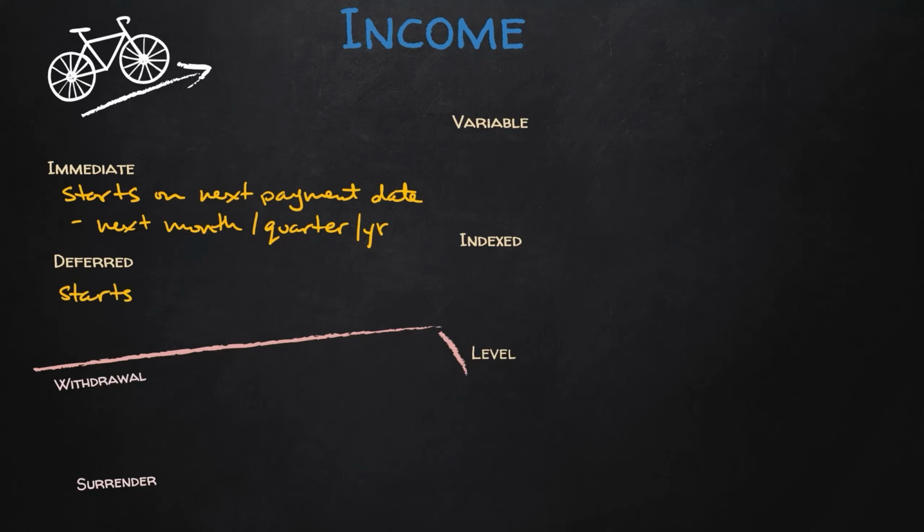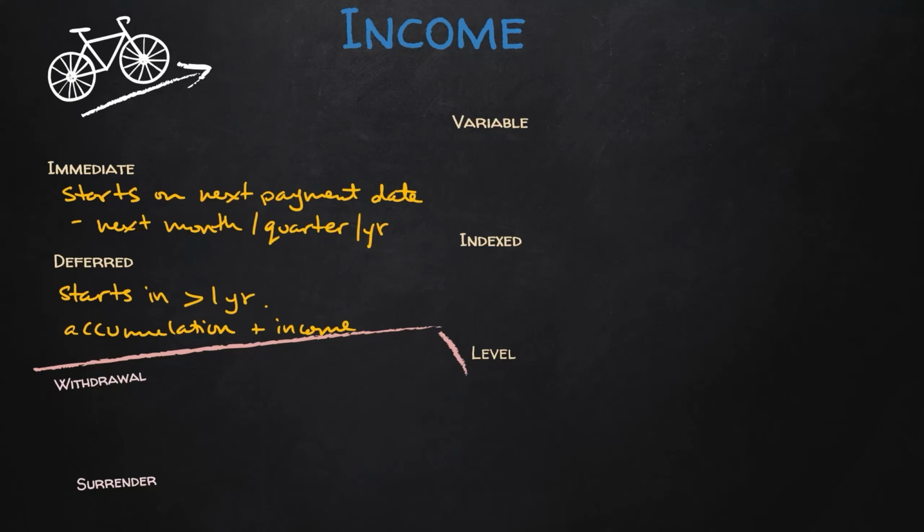So if you set up your payments to be quarterly, then your next payment date would be in the next quarter. And then for deferred, that income starts in a period that's greater than a year. This is usually affiliated with the accumulation and income phases that we talk about with accumulation and deferred annuities. So longer than a year for deferred income.